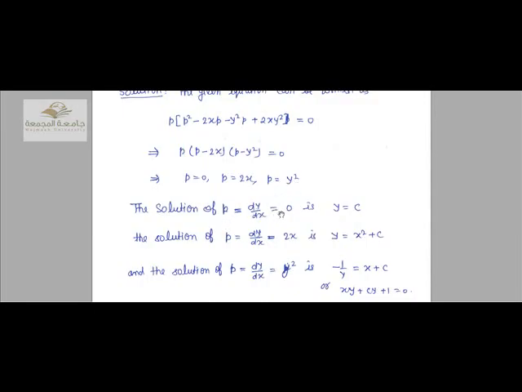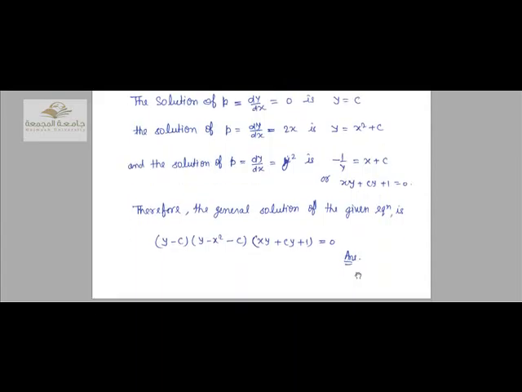p = dy/dx = 0, which implies y = c, a constant. p = dy/dx = 2x gives y = x² + c, and p = dy/dx = y² gives −1/y = x + c, or xy + cy + 1 = 0.